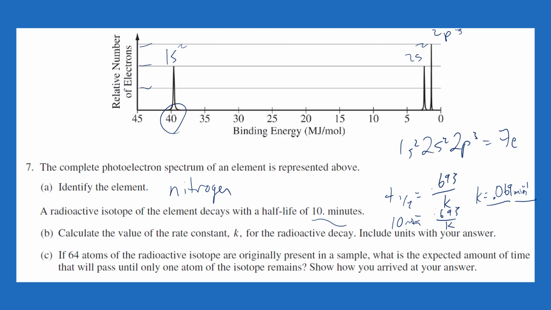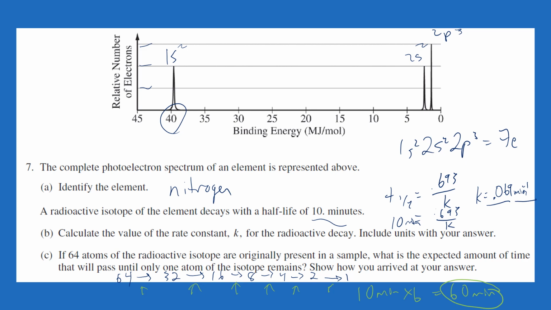I think the easiest way to do this is to just cut it in half, right? So 64, 32, 16, 8, 4, 2, 1. So it took 6 half-lives, 6 cuts, 1, 2, 3, 4, 5, 6, to get it from 64 down to only 1. 6 half-lives. We know that each half-life is 10 minutes. So 10 minutes times those 6 half-lives gives you 60 minutes total.